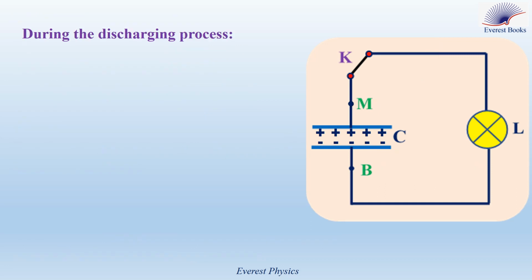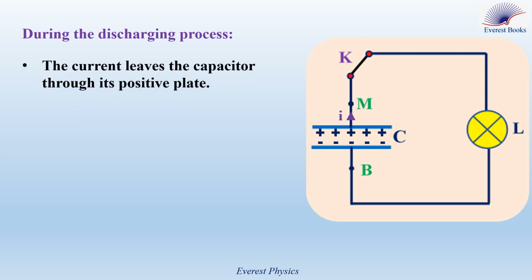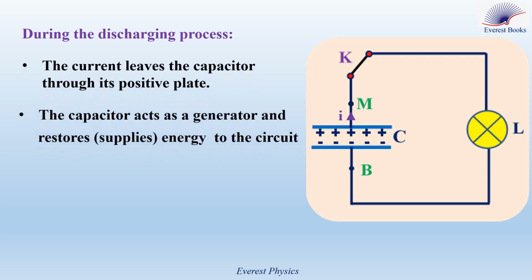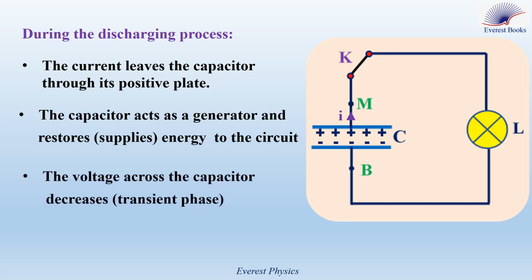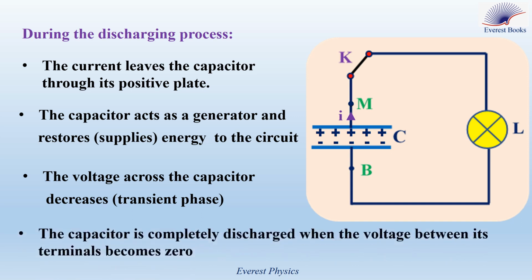So we can conclude that during the discharging process, the current leaves the capacitor through its positive plate. The capacitor acts as a generator and restores or supplies energy to the circuit. The voltage across the capacitor decreases during the transient phase, and the capacitor is completely discharged when the voltage between its terminals becomes zero.